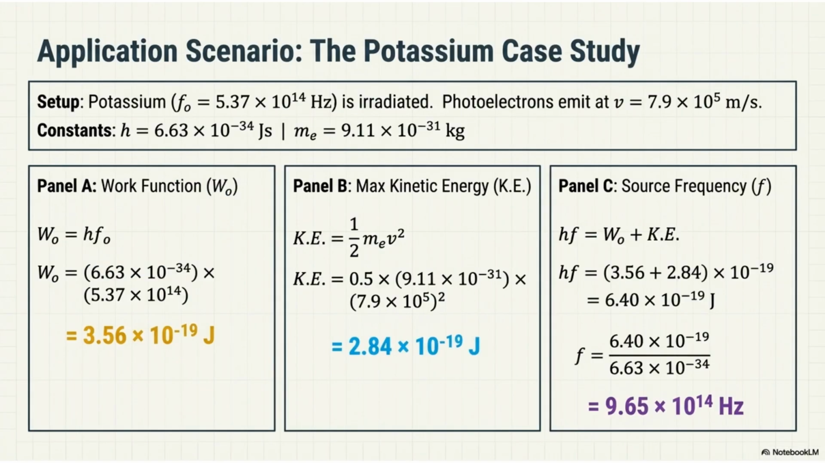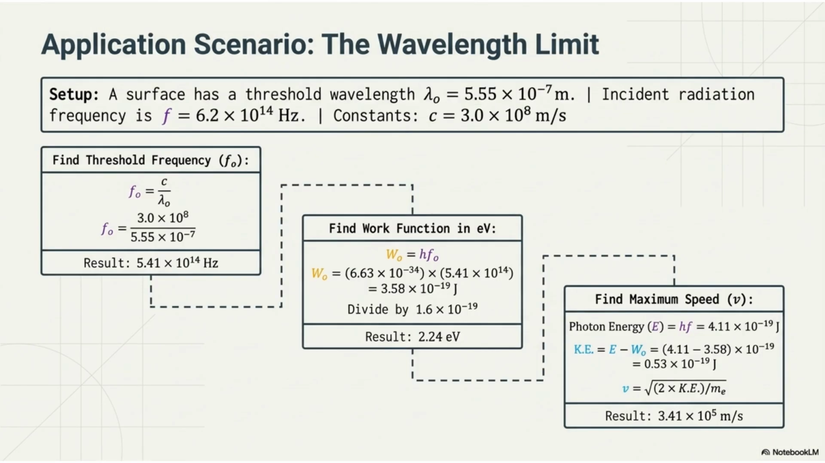In the potassium case study, we calculate the work function, the maximum kinetic energy, and finally, the source frequency of the incident radiation using Einstein's equation. This scenario demonstrates finding the threshold frequency from wavelength, converting the work function to electron volts, and calculating the maximum speed of the emitted electrons.